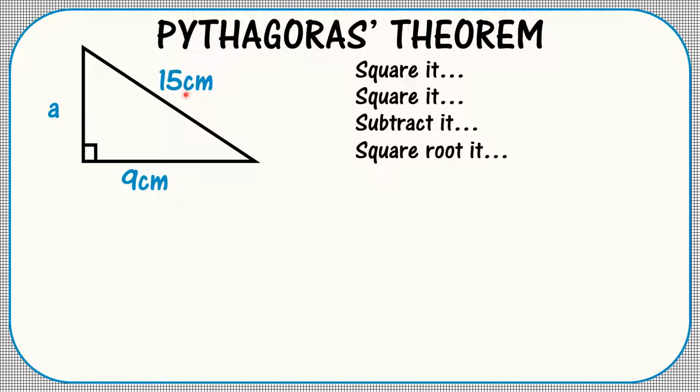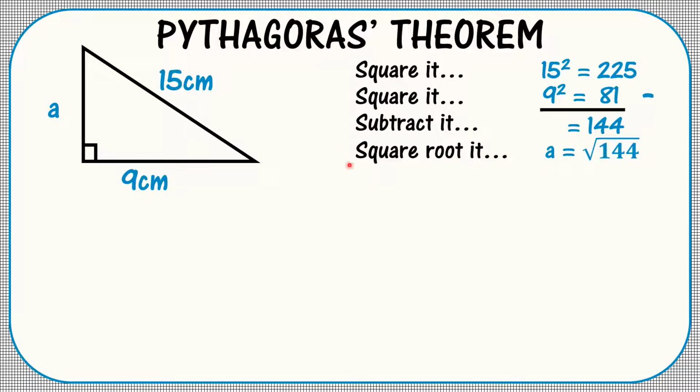As I mentioned previously, always start with the bigger number. So we do 15 squared, which equals 225. Then you will do 9 squared, which equals 81. Then you will subtract it. So you subtract these two numbers. So 225 minus 81 gives us 144.